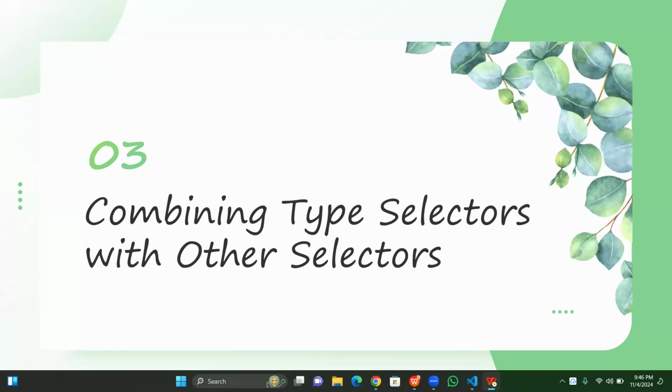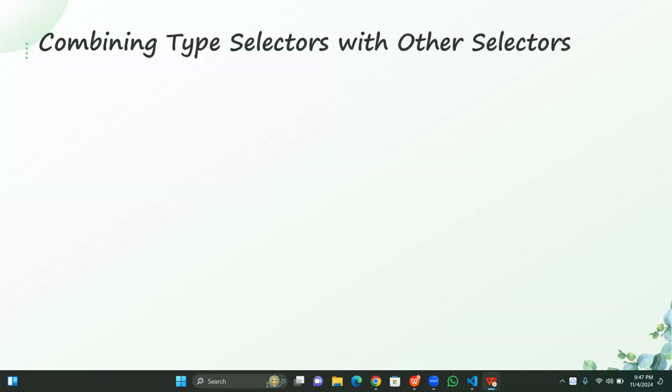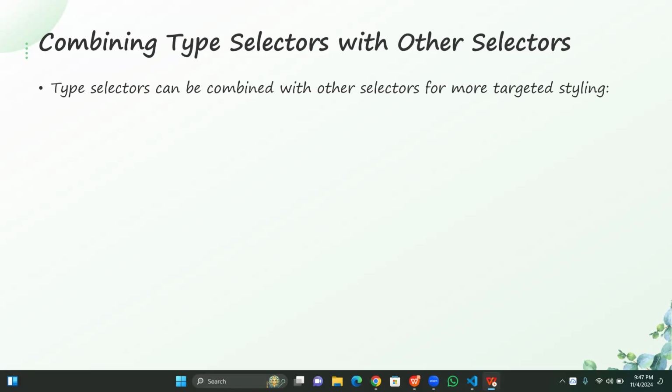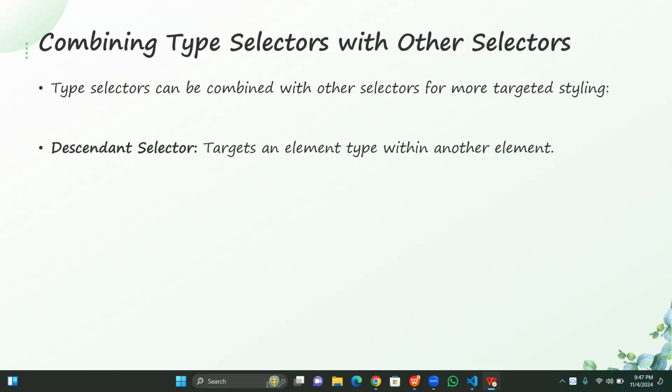So you can also combine type selectors with other selectors. I think we also saw this in the class selector. All right, so now you can combine type selectors with other selectors. Type selectors can be combined with other selectors for more targeted styling. The first one we're looking at is something we call the descendant selector.